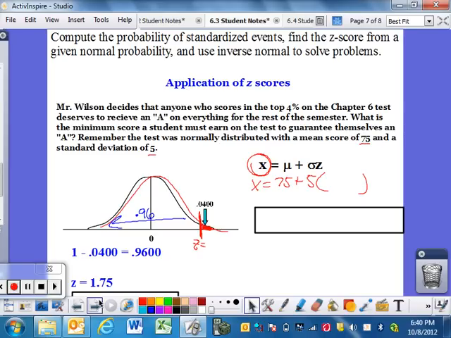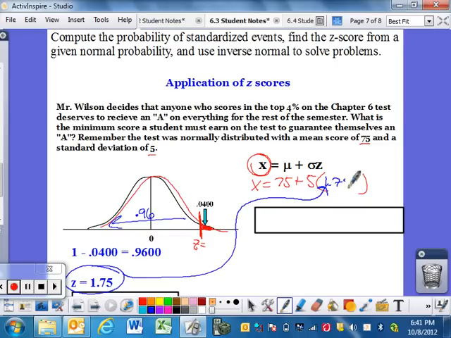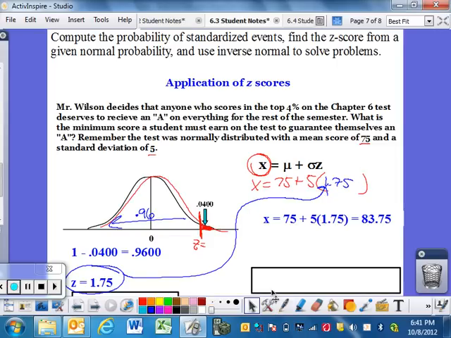What is that z-score? If you look and find 0.9600 in your table, the z-score is 1.75. Once you establish that, I just need to be 1.75 standard deviations above my mean. So what's 1.75 times 5? Add 75. You would have to get an 83.75 on this test given the same mean and standard deviation.